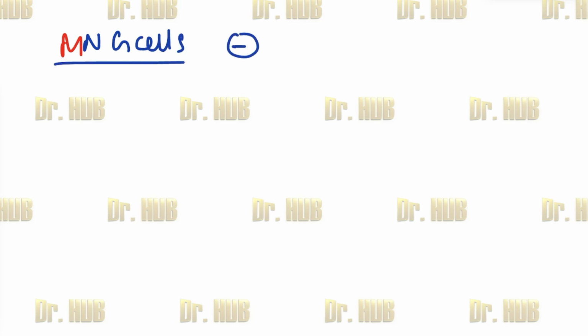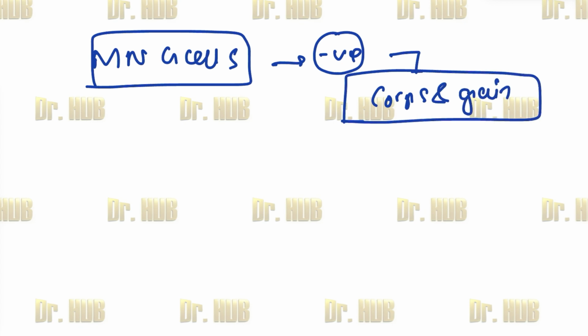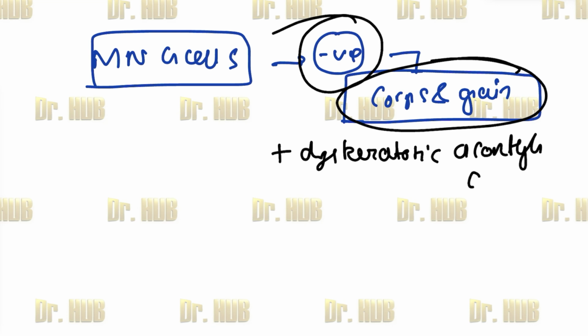in case of multinucleated giant cells becoming negative, just a small correction: upon being negative and upon having the corps ronds and grains and positive dyskaryotic acantholytic cells, this means it is nothing but Darier disease.